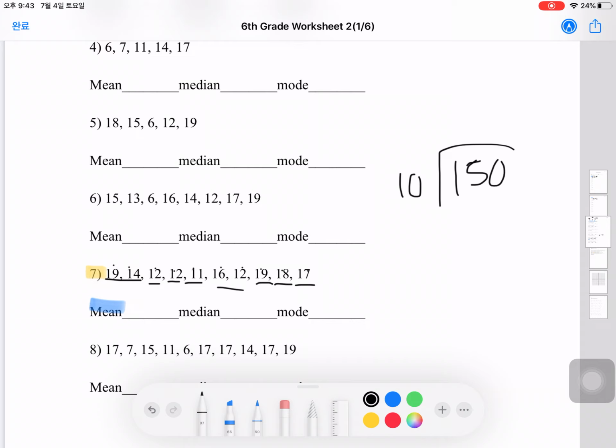So 10 goes into 150 15 times. So your mean is 15. Oops, let me rewrite that. Okay, next, let's find the median.